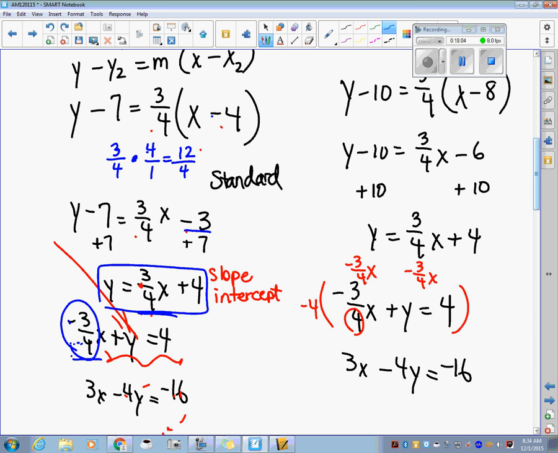Now I want to pause for just a minute, and I want to look at the other one. When I chose the other point, notice I got the exact same equation, and that was the point. It doesn't matter which of the points that you pick, you're going to get the same equation unless you make an arithmetic error. Okay? All right, let's practice one together.